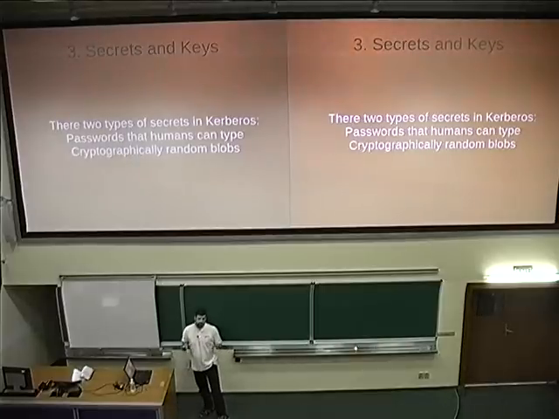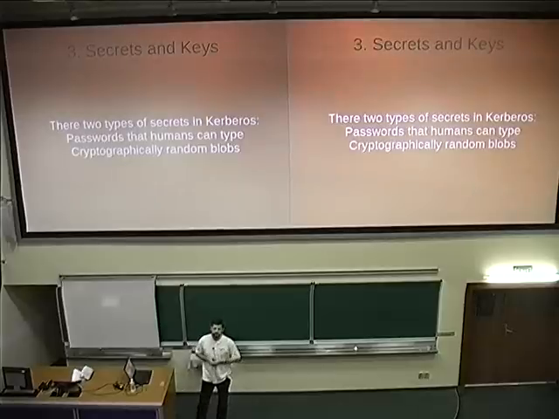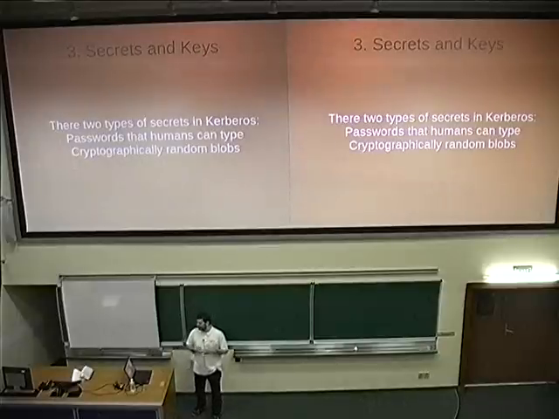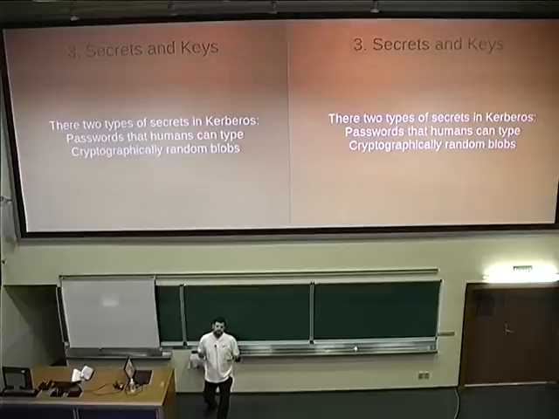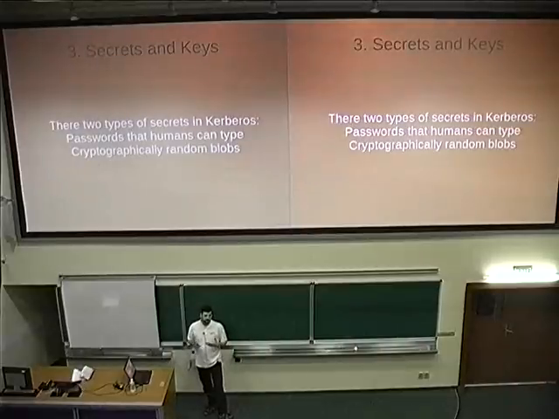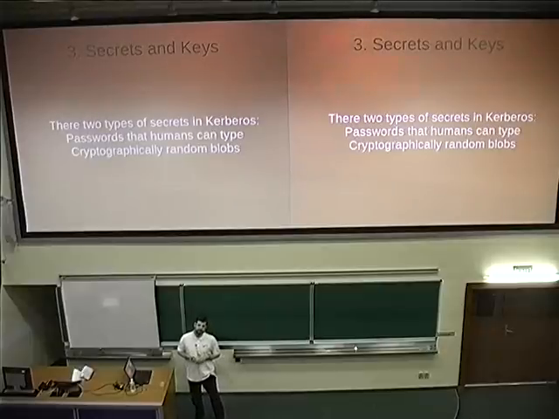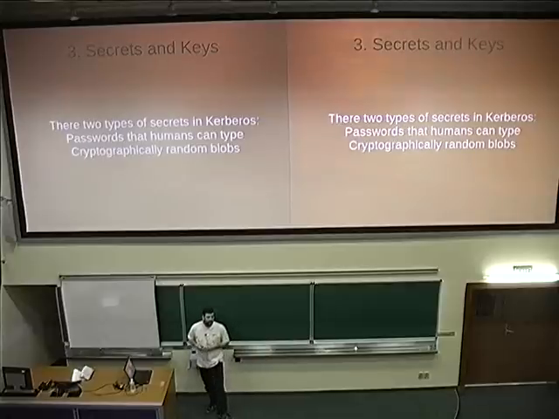One type is passwords, just the password that users usually use. And there are cryptographically random blobs, usually what are given to services. Why do I divide it in two classes? Actually, from the point of view of the KDC, there isn't much of a difference. The main difference is that passwords usually use a much reduced set of bytes, and so they create keys that are a little bit weaker than randomly generated ones. And so there are some attacks to try to brute force tickets, and we'll see that later.